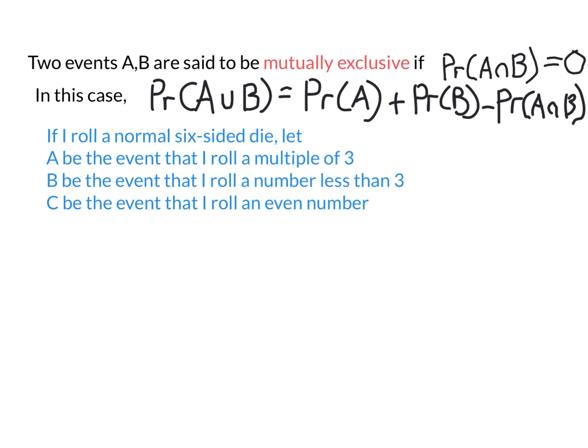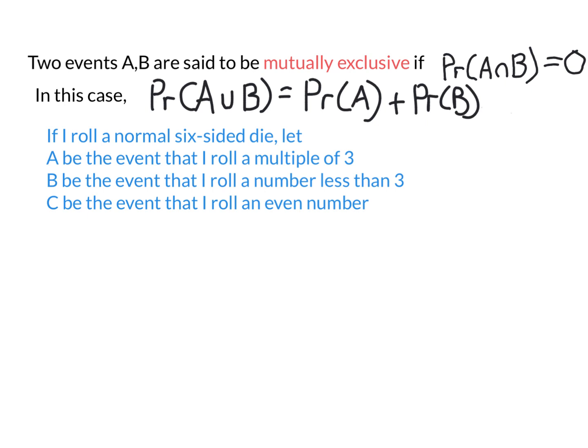They can't both happen. So our OR rule from the previous page was this. But if A and B are mutually exclusive, then this probability of A and B is 0, so it just goes away. So if 2 events are mutually exclusive, the probability that either happens is just the sum of their probabilities.